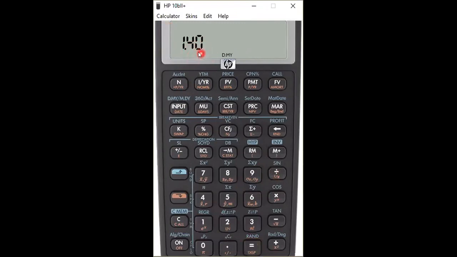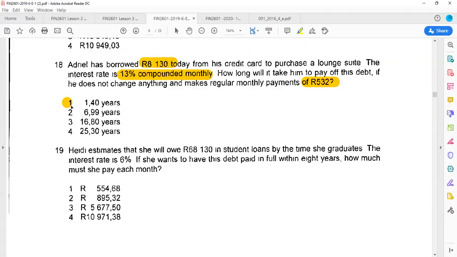Please be careful with that. It's a common mistake. If you are working with compounded monthly, it means that the answer you get is months. So you need to divide it by 12 to get years. So the correct answer is 1.4 years. And you see the 16.8 is also given as one of the options. So always be careful of that. Read the question carefully. And remember, if it was compounded monthly, you need to change your answer into years. It's a common mistake.